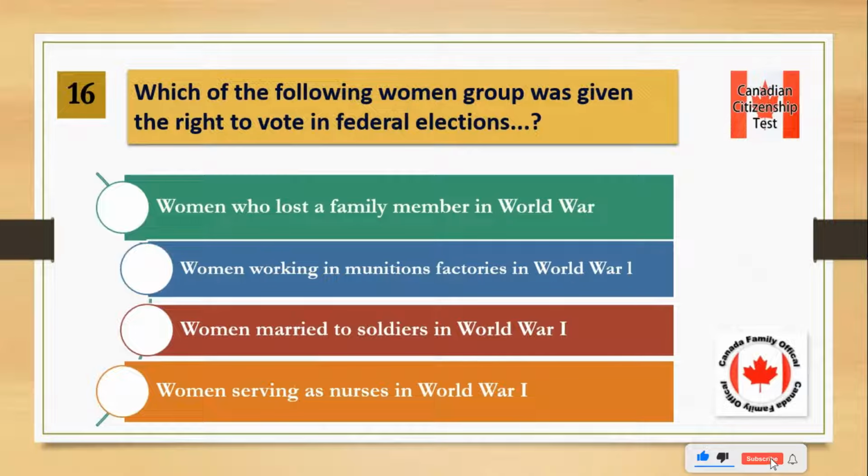Which of the following women groups was given the right to vote in federal elections? Number 1, women who lost a family member in World War. Number 2, women working in munitions factories in World War I. Number 3, women married to soldiers in World War I. Number 4, women serving as nurses in World War I. And the answer is women serving as nurses in World War I.